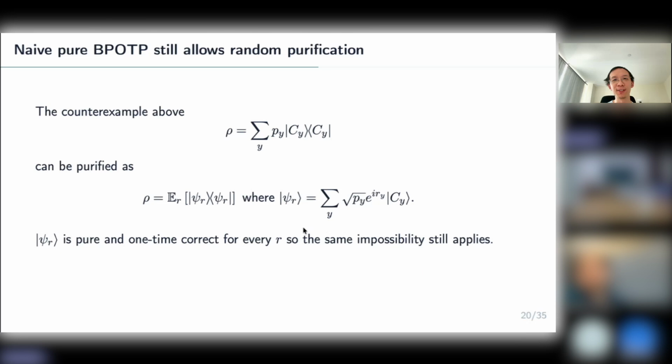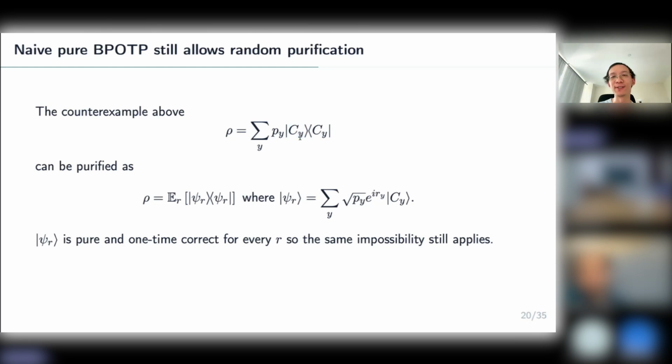Because if you do it naively, where I only look at every pure state in the support and say it must be a one-time program, you don't really get around the impossibility. Recall that the bad counterexample, the bad one-time implementation that we would like to rule out, is just this mixed state over constant programs C sub y, right?